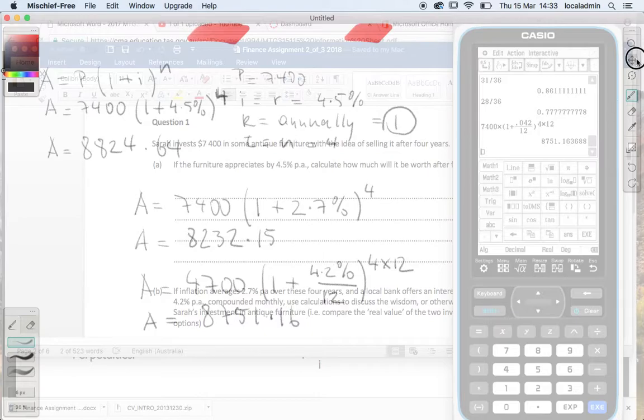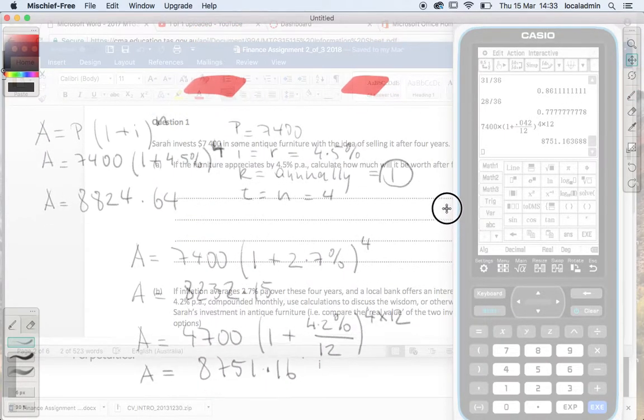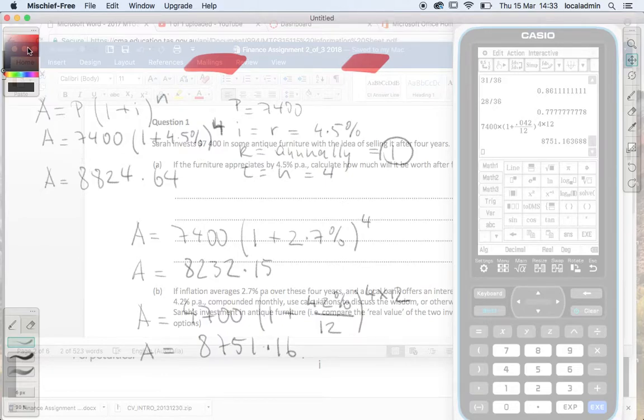So once more, where are we? Okay, here we go. So let's use something green here. That's the amount of money that we get using the furniture. That's the amount of money we get if we invested in a bank account. Okay, so you can see that furniture is still ahead.